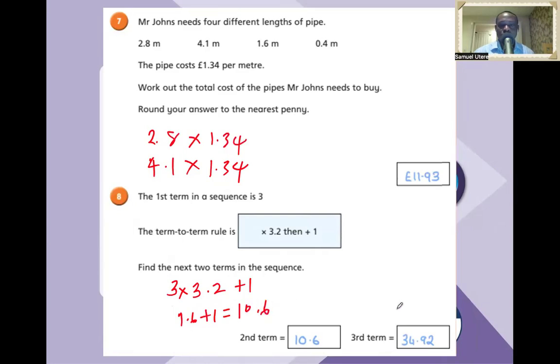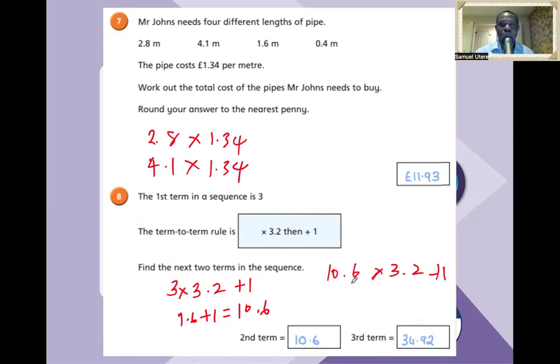Okay, then this one, the third term. So remember, the term-to-term rule is to multiply by 3.2 and then add 1. So it's going to be 10.6 times 3.2. Okay, so you can do your multiplication. You can see the answer will be close to 34.92, and then you add 1.